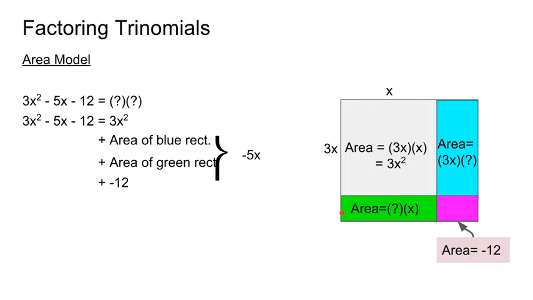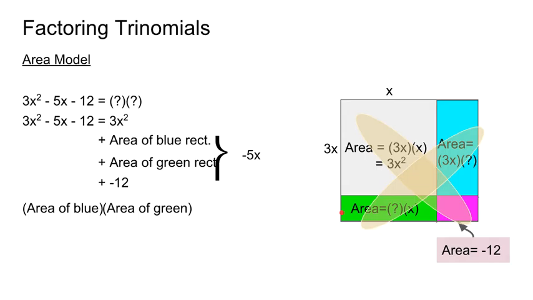So what do we do? Well, we have to think back to that last slide, and we know that the area of the corners, when you multiply them together, is the same as the product of the other two. In other words, the area of the blue rectangle times the area of the green rectangle is equal to 3x squared times negative 12, which is negative 36x squared. So when you multiply these two together, you get the same thing as these two.